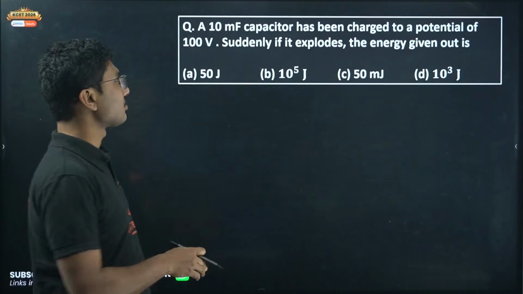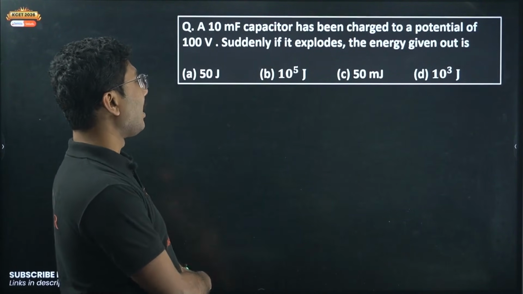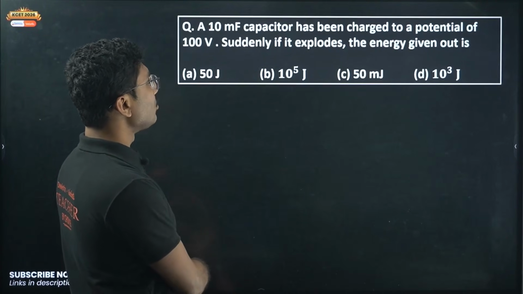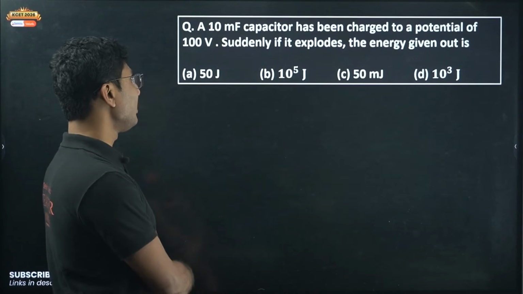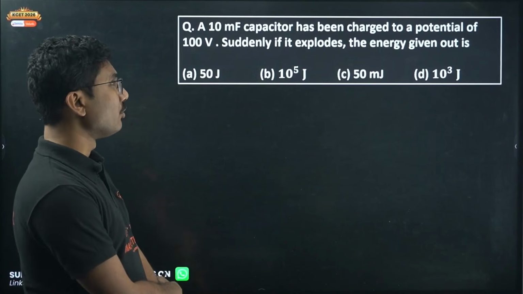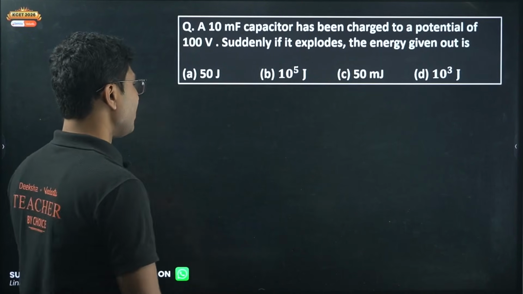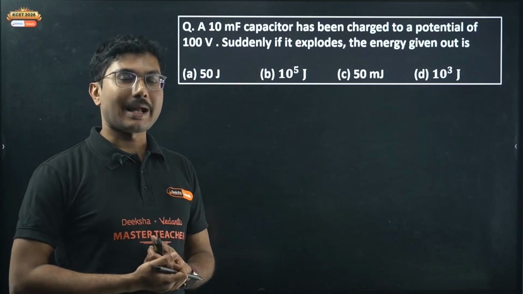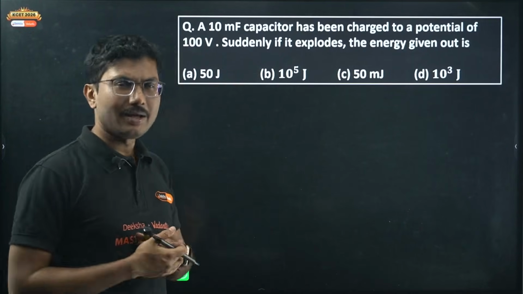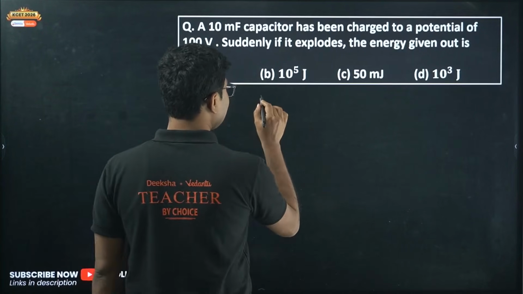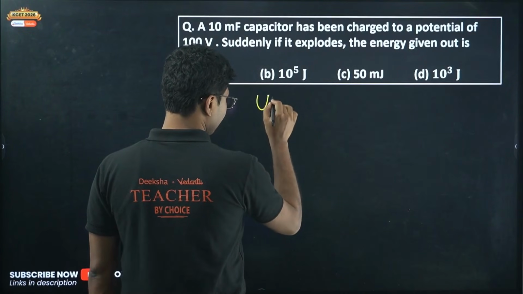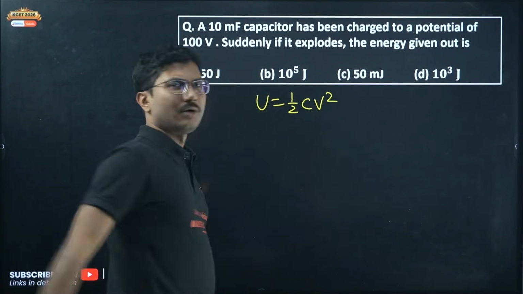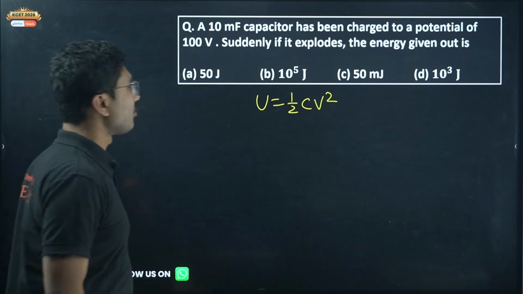Let's solve one more last question. A 10 millifarad capacitor has been charged to a potential of 100 volt. Suddenly it explodes. The energy given out is? So if a capacitor explodes, how much energy will it give out? The capacitor will give out the energy that it had stored, right? So how much energy can a capacitor store? The energy stored by a capacitor is half CV square. So if you know that, you can solve this question.